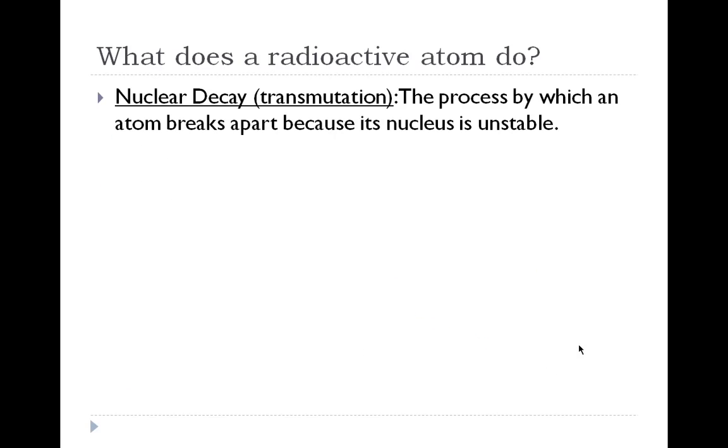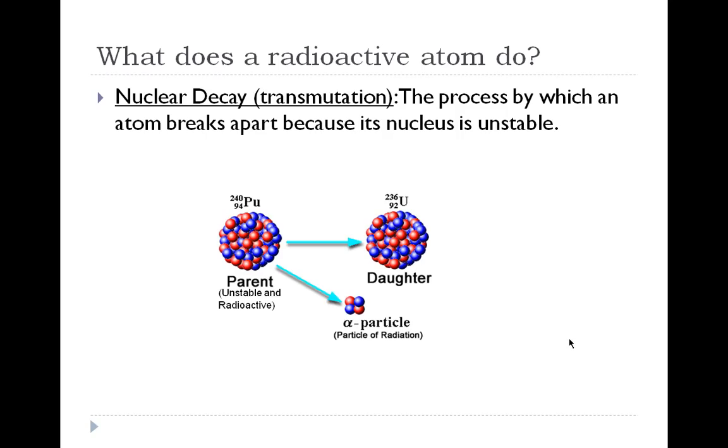So what does a radioactive atom actually do? We call this nuclear decay or transmutation, and it's the process by which an atom breaks apart because its nucleus is unstable. When we look at these 2 atoms, we have a parent atom, and it's unstable because it either has too many neutrons or too many protons. It's got an awkward ratio in the nucleus. Notice that the electrons haven't even been drawn. That's why it's called nuclear chemistry. We only study the center of the atom, which is called the nucleus.